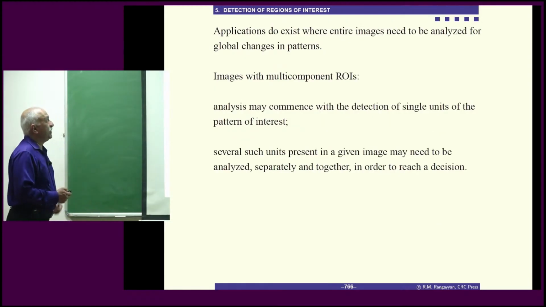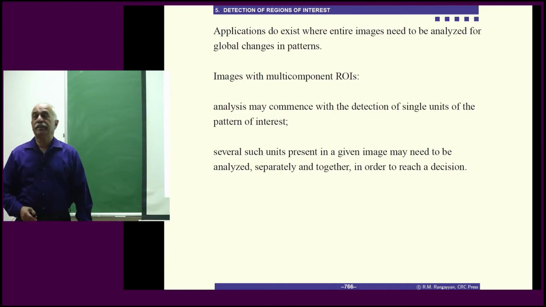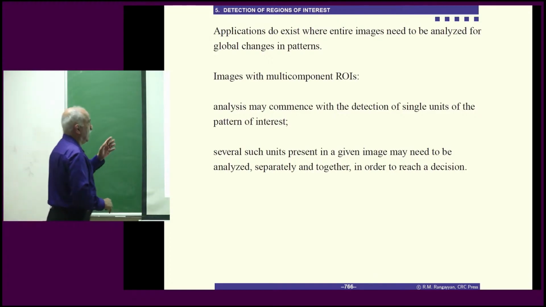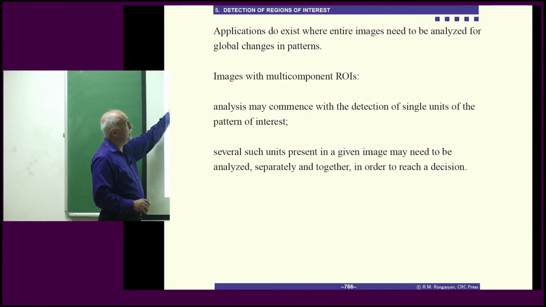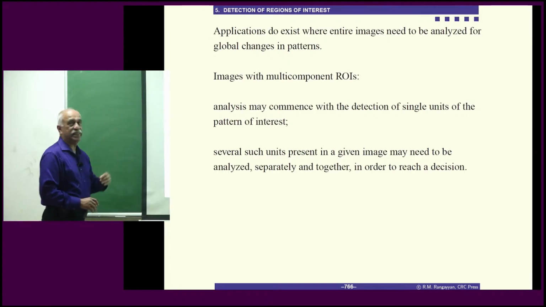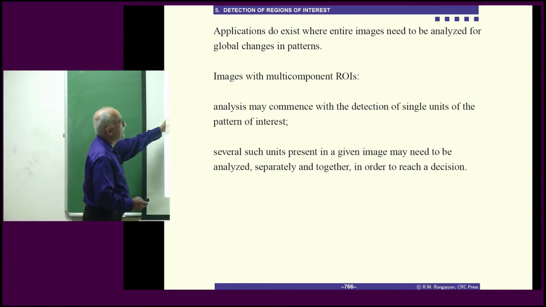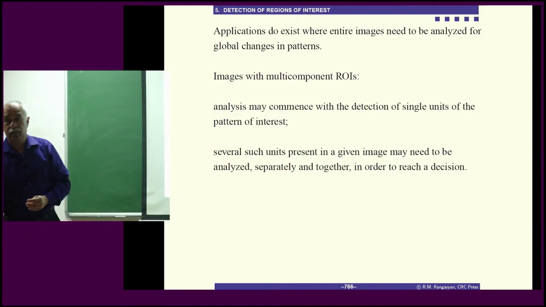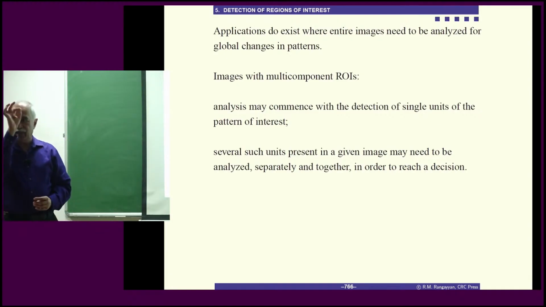So there are applications where entire images need to be analyzed for global changes in patterns. You want to compare the whole thing. But images have multi-component regions, and analysis may commence with the detection of single units in the pattern of interest. So several such units may be present in the image, and you may need to analyze them each separately and also together, like calcifications. I showed an image with several calcifications. You want to detect each one of them.